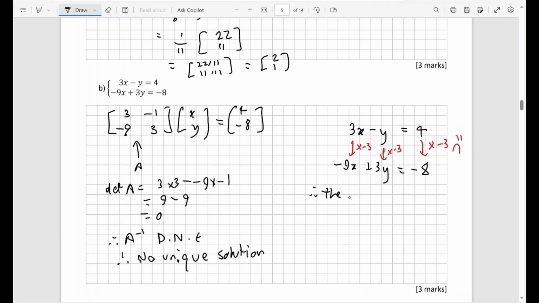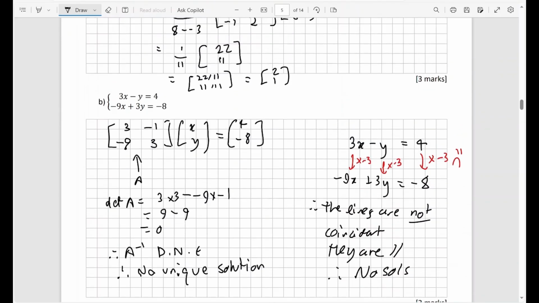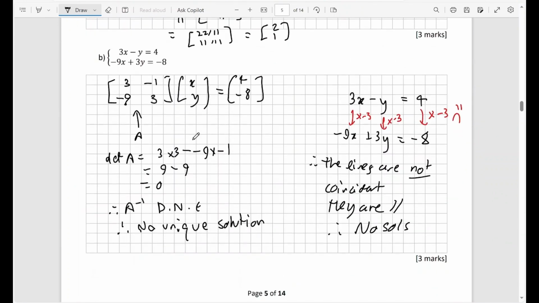Therefore, the lines are not coincident. They are parallel. Therefore, no solutions. One thing that you could do if you really wanted to is you could rearrange both of these for y, graph them, and you would get a situation that looks like that. 2 parallel lines. If you had infinity solutions, those 2 lines would be sitting on top of each other.